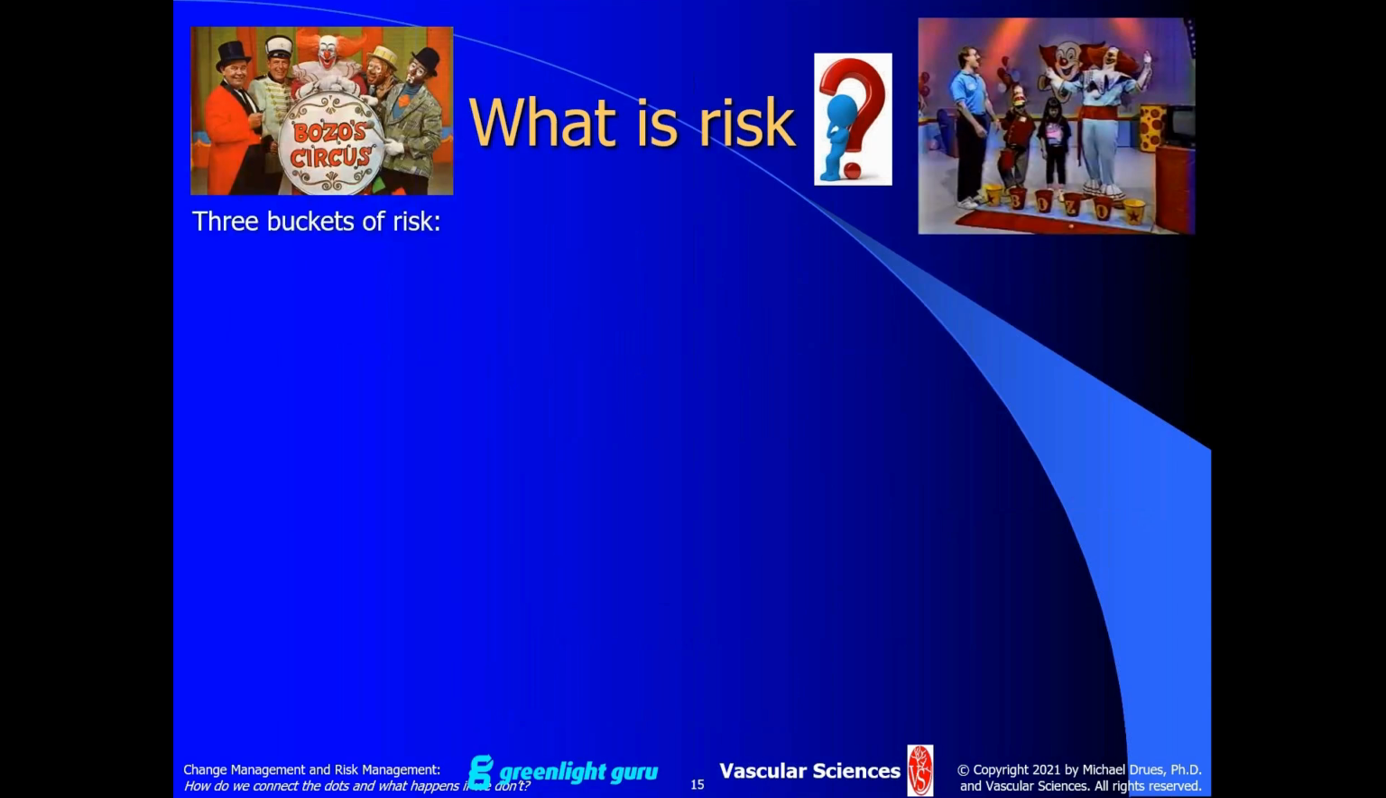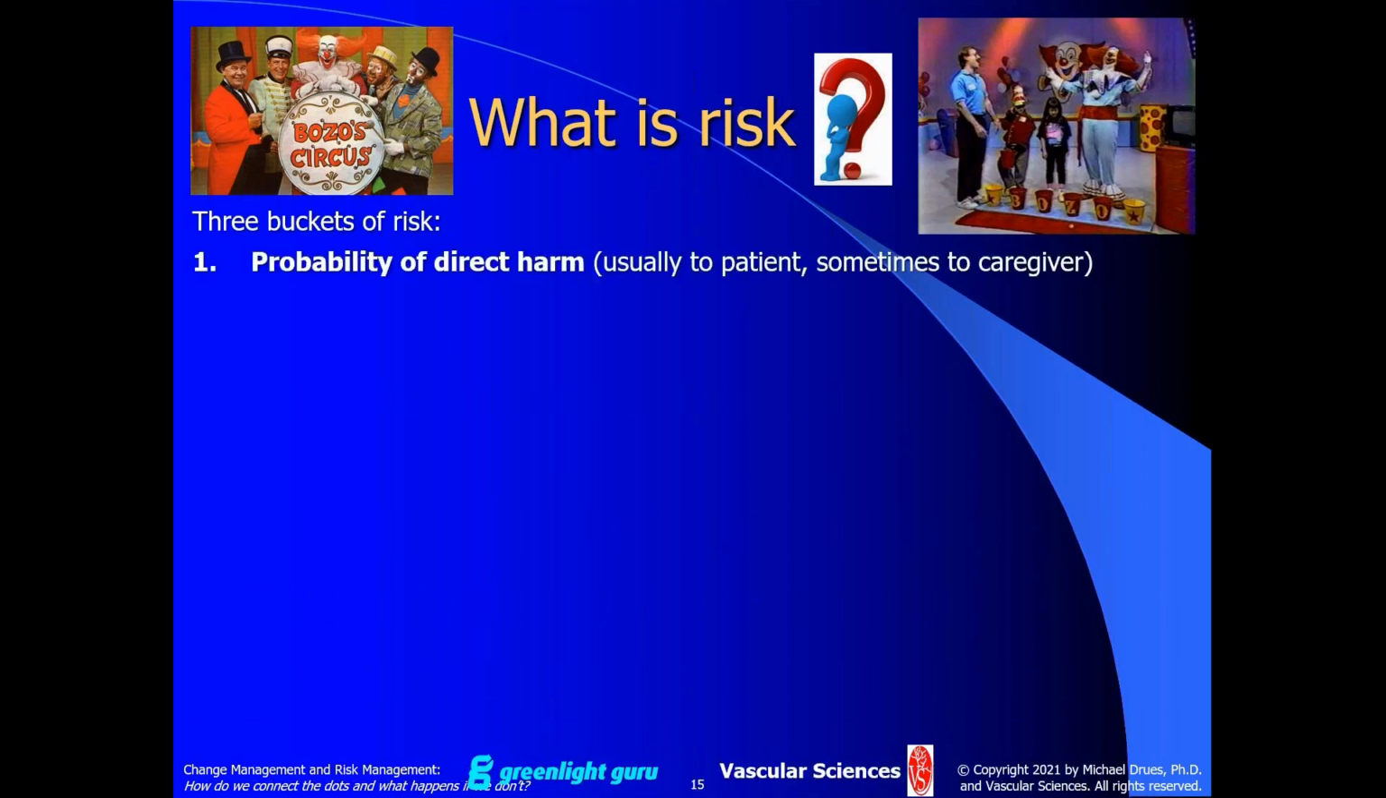So my inspiration for this 3-bucket approach came from the old TV show from decades ago, the Bozo Circus. Some of you may remember the grand prize game. So bucket number 1 is what I call the probability of direct harm. The probability of direct harm.